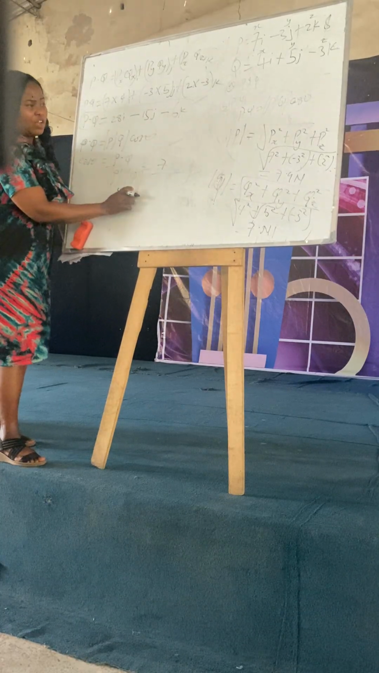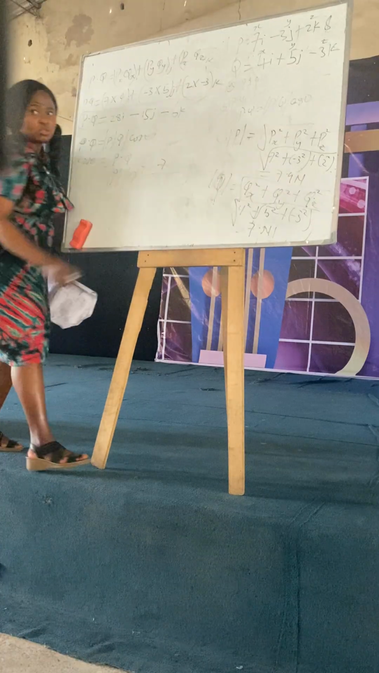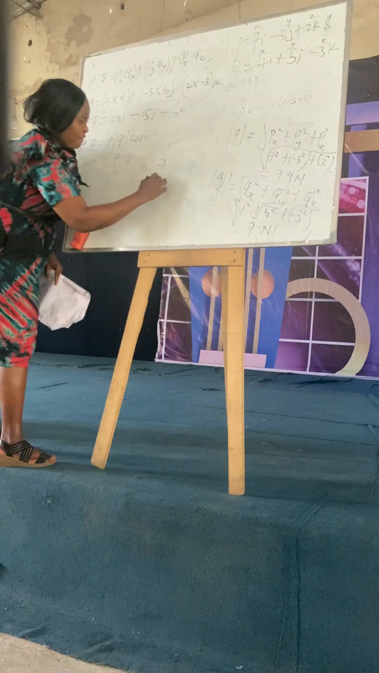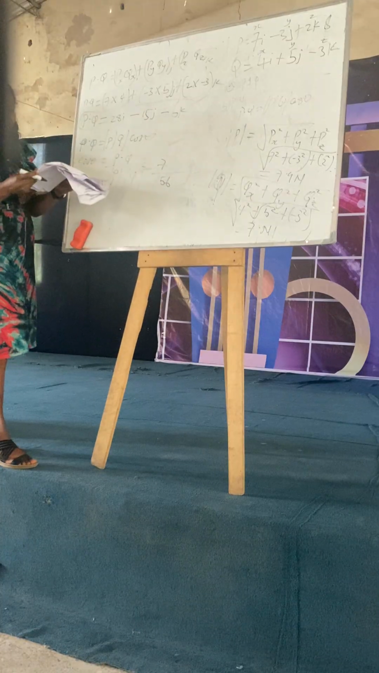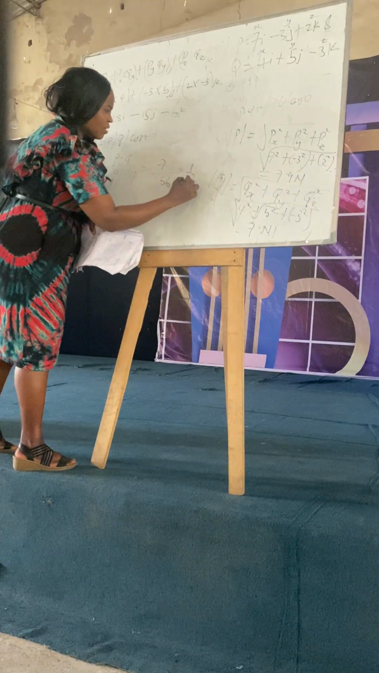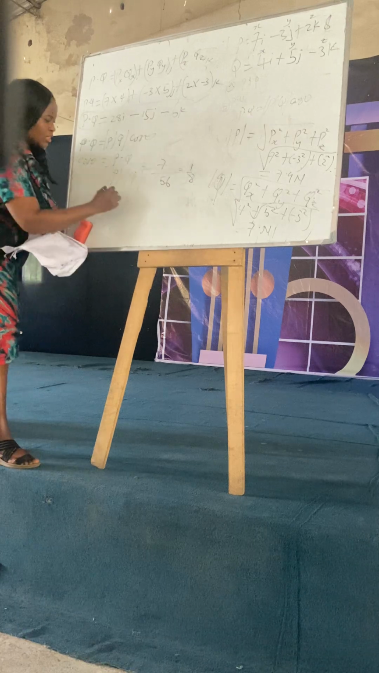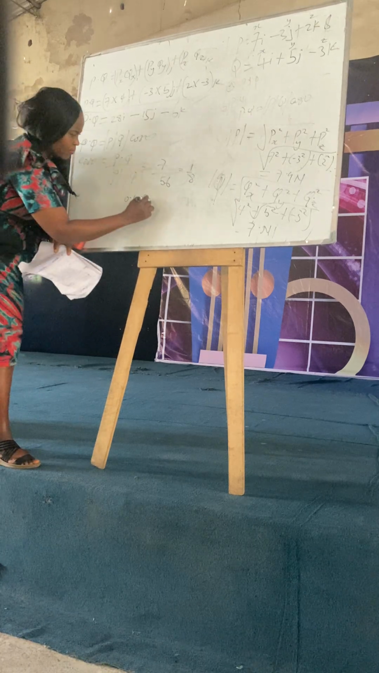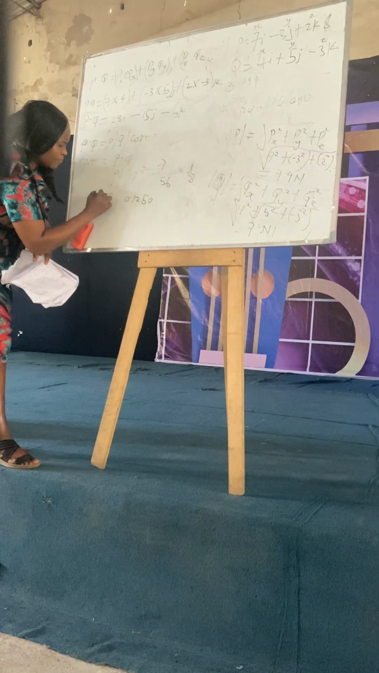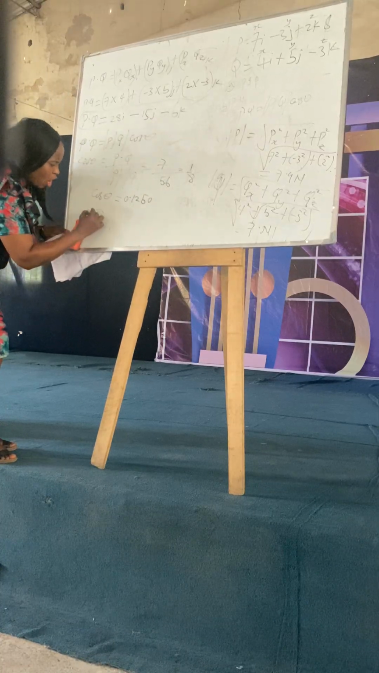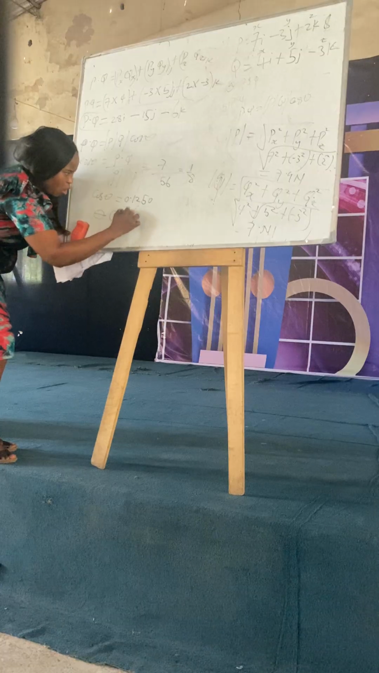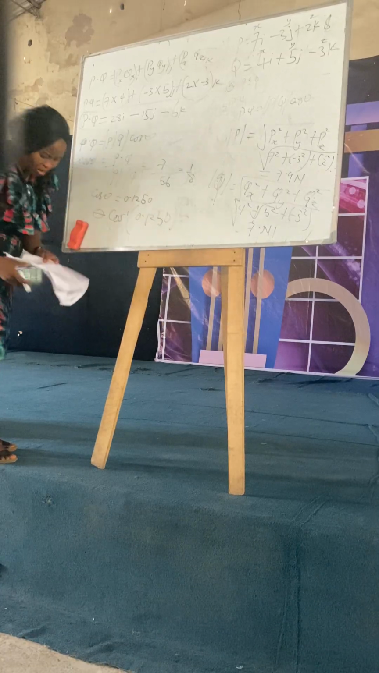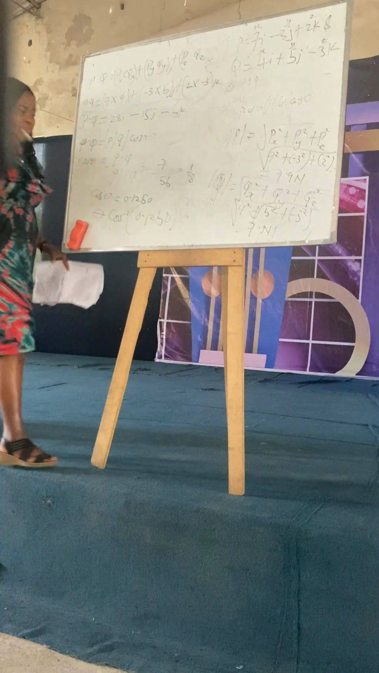modulus of this and this will give us what? This and this is what? What did it give me here? Say 56. And I have 56. 7 over 56 gave me 1 over 8, which is 0.125, which is cos theta. Now my theta becomes cos inverse of 0.125, which gave me my angle as 83 degrees.